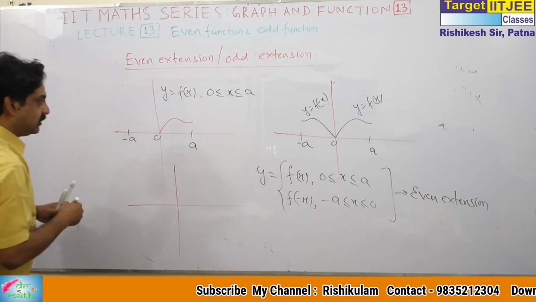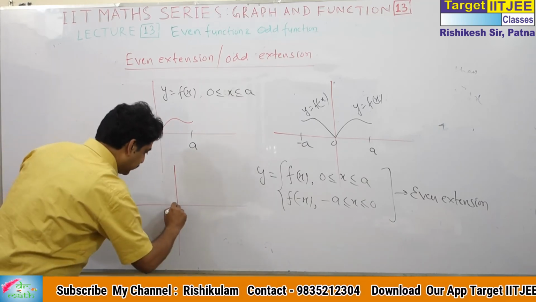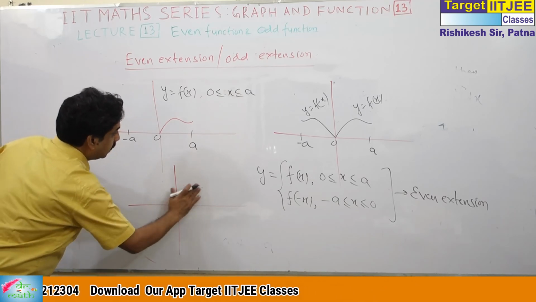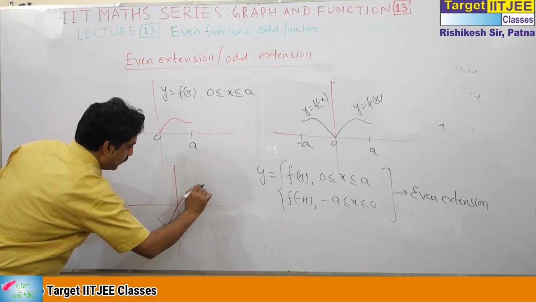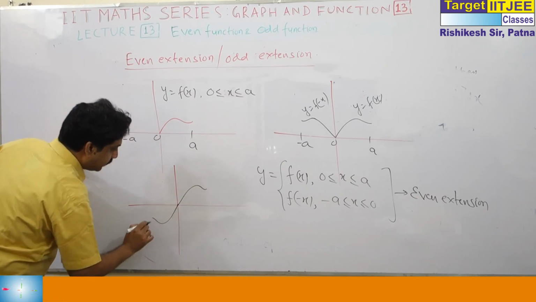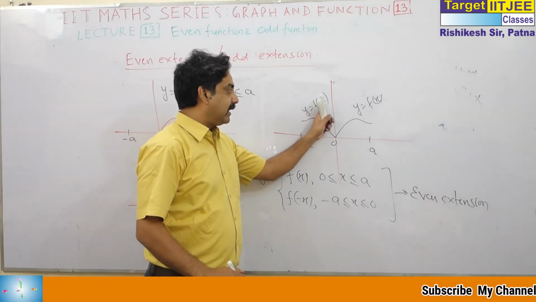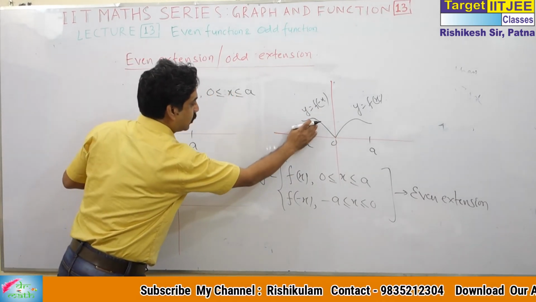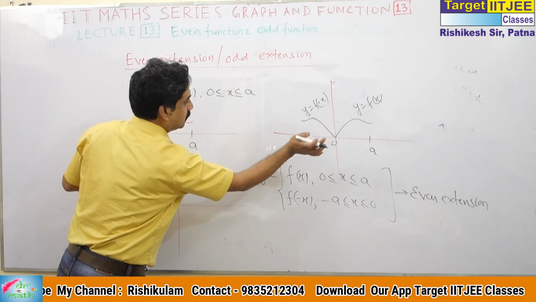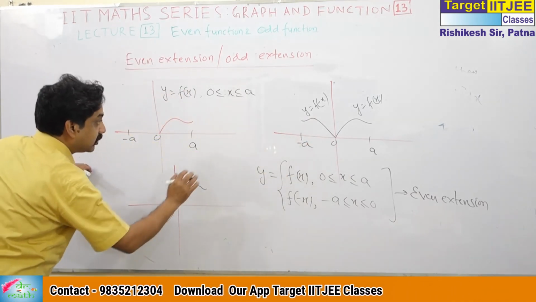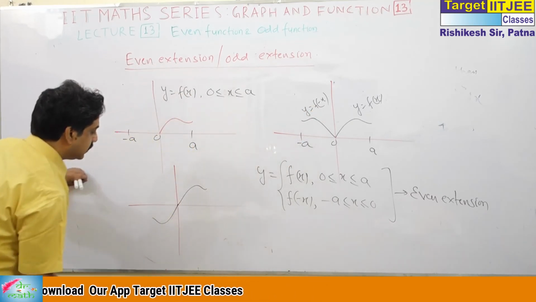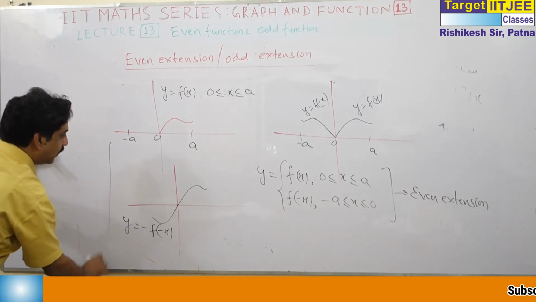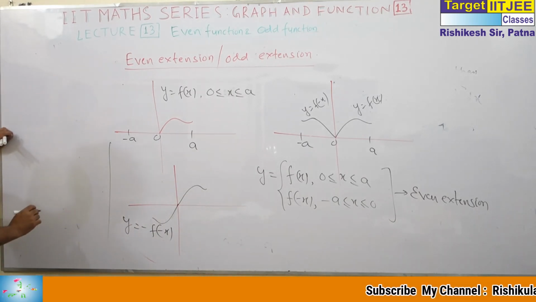For odd extension, the graph is symmetric about the origin. If this is y = f(-x), this part will be the reflection of it with respect to the x axis. So the reflected curve is -f(-x). This is the odd extension.